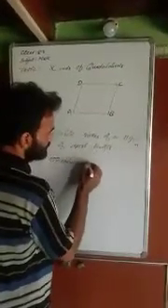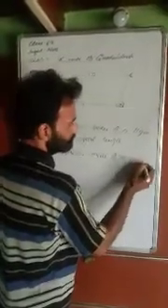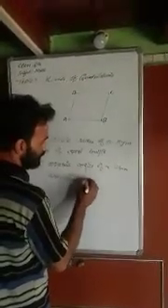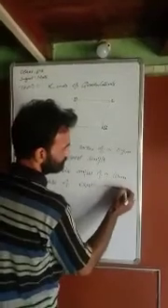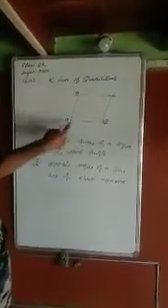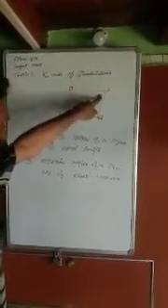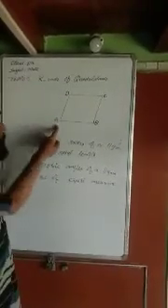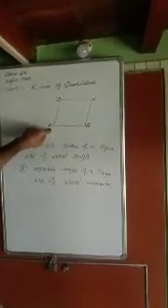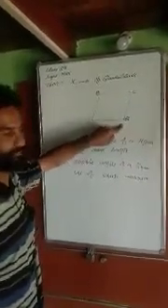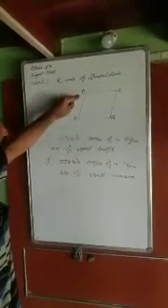Number second, opposite angles of a parallelogram are of equal measure. Angle C is the opposite angle of angle A. That means angle A is equal to angle C. Similarly, angle B is equal to angle D because they are opposite angles. If angle A is 70 degrees, this means angle C is also 70 degrees. If angle B is 110 degrees, this means angle D is also 110 degrees, because opposite angles of a parallelogram are of equal measure.